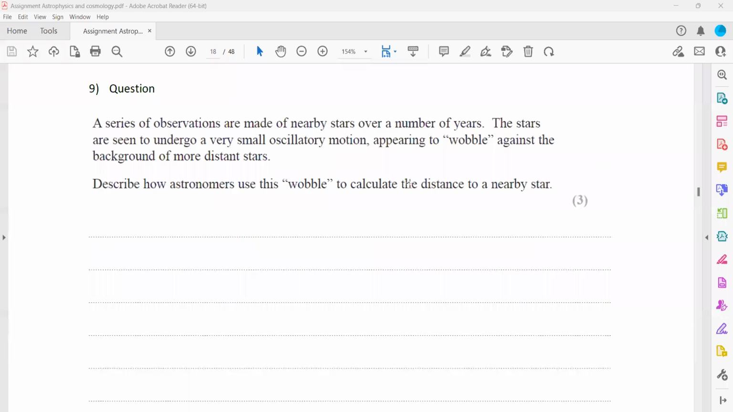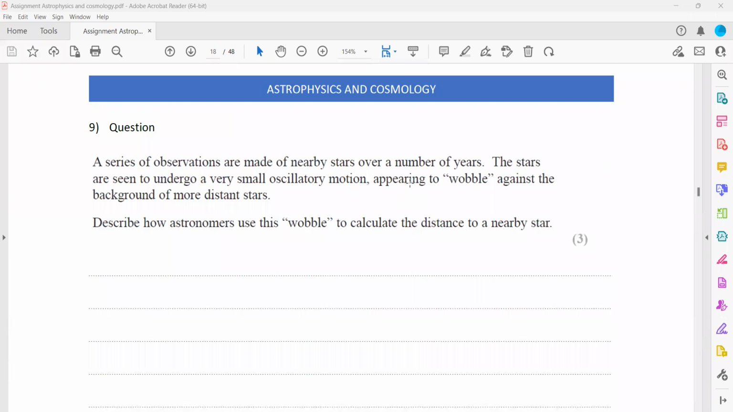Question 9 from the assignment related to astrophysics and cosmology. A series of observations are made of nearby stars over a number of years. The stars are seen to undergo very small oscillatory motion, appearing to wobble against the background of more distant stars. Describe how astronomers use this wobble to calculate the distance of a nearby star.